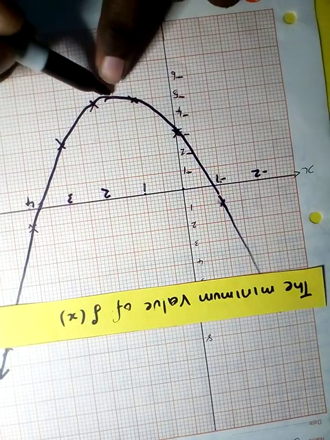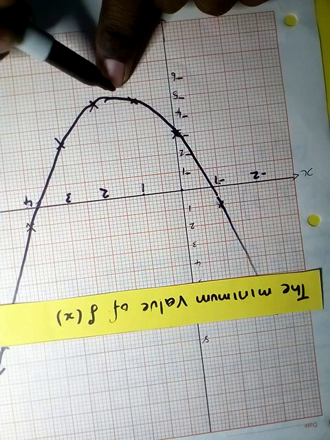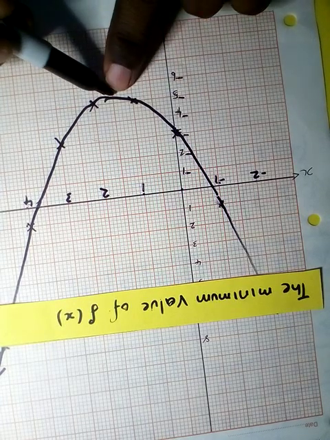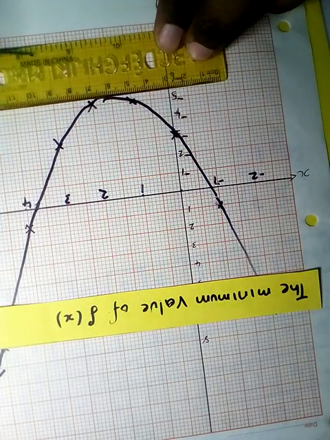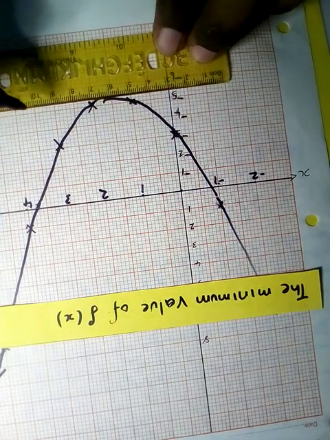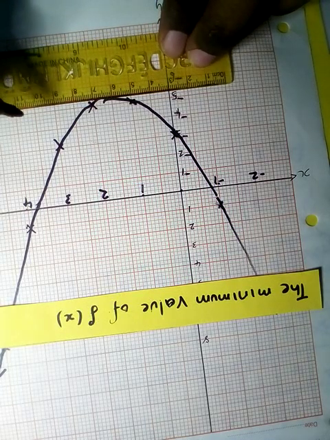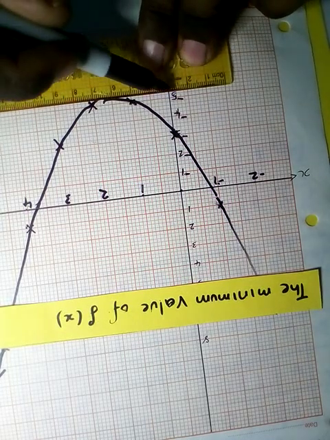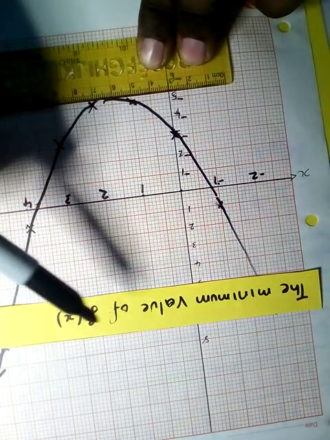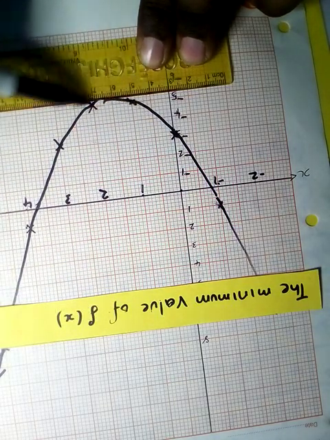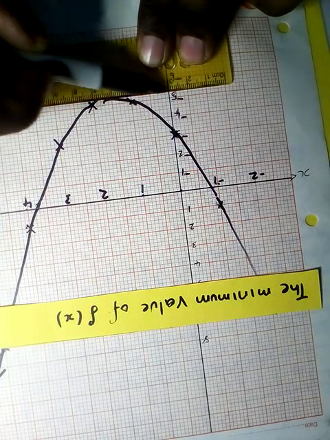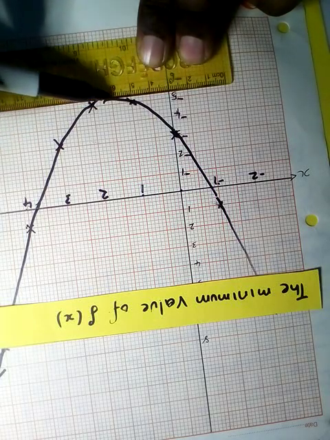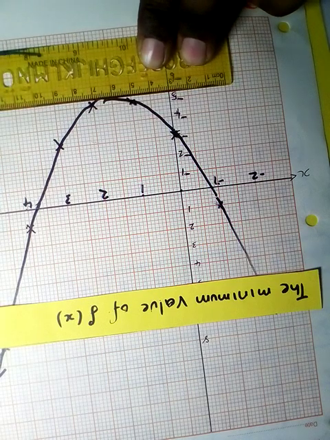But the minimum value will be the lowest point because it's a minimum graph. So the minimum value will be the y value here. So the minimum value will be the lowest point of the graph. Even though my graph isn't so perfect, the minimum value here would be about negative 5.1. The minimum value is the y value they're asking for at the turning point. So we're at the minimum here, the lowest point of the graph. So the y value, which number on the y-axis touches the turning point, and that's negative 5.2.